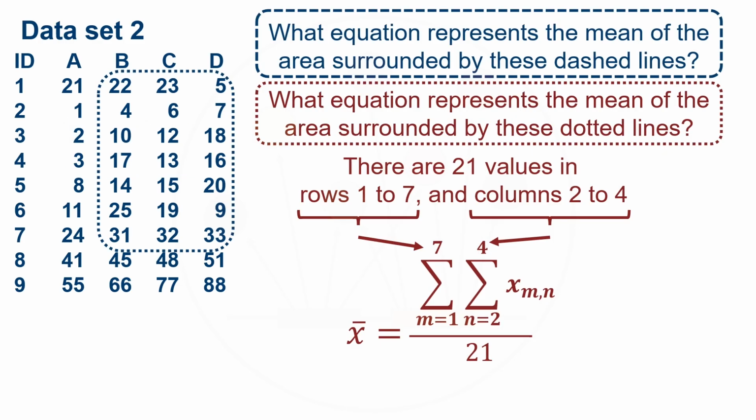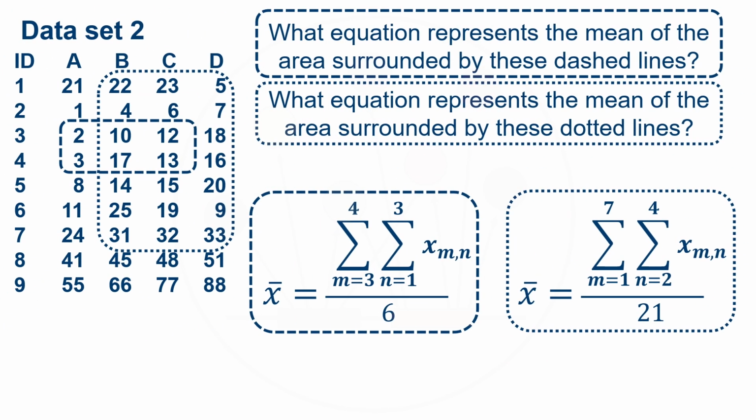For this area represented by the dotted line, we're looking at rows 1 to 7 and then columns 2, 3, and 4. So there's a total of 21 values in there. So if we have x_m,n, the first subscript will be the rows. That's going to be m from 1 to 7. The second subscript is n, representing the columns. That's going from 2 to 4. So our double summation, m from 1 to 7, n from 2 to 4, of x_m,n, and then all divided by 21 because there are 21 values to get the mean.